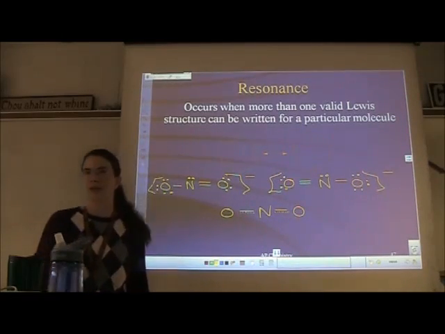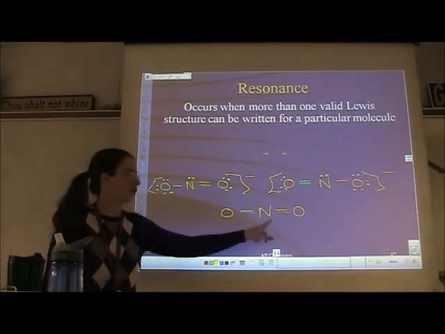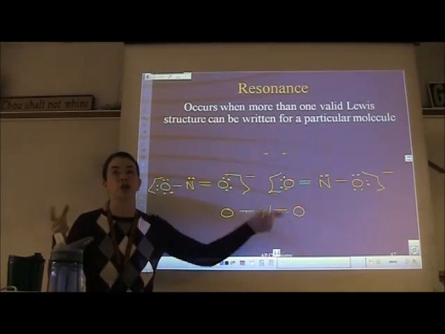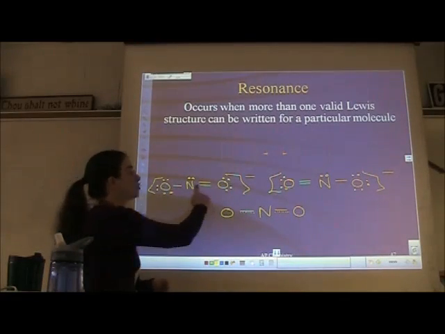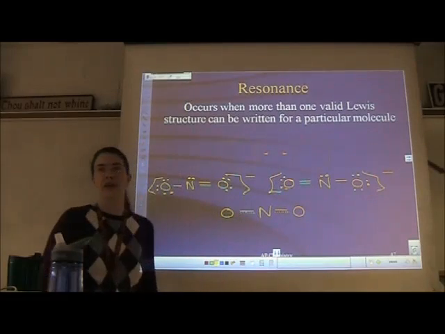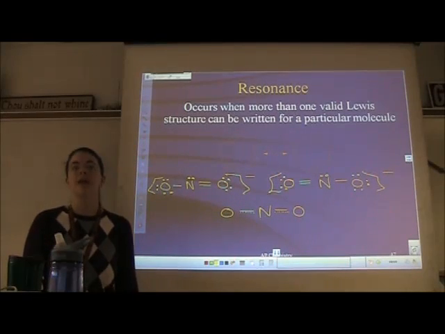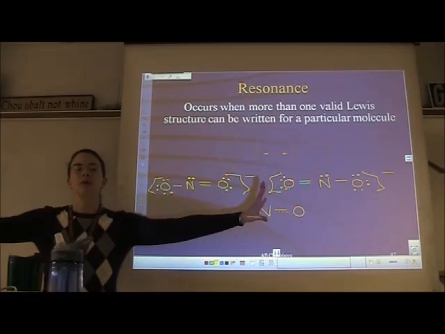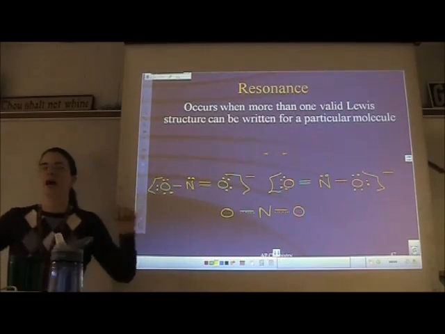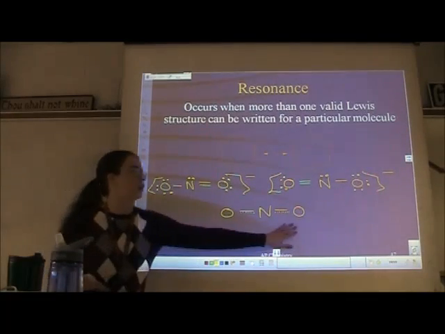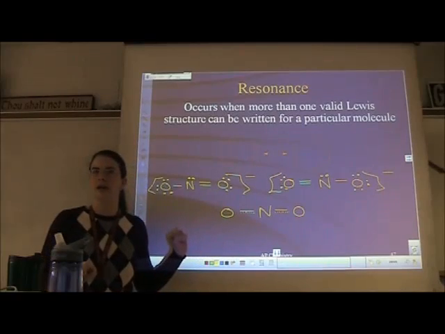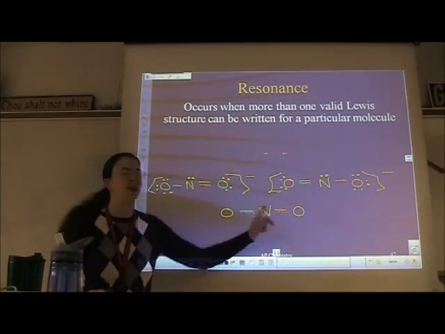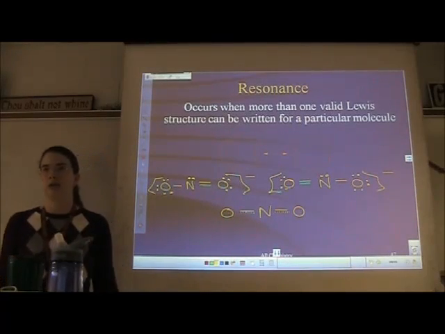This is what it really looks like. Now, can you draw this on a test? No, you may not. Don't shoot the messenger. You have to draw both of them. Here's the point. Are you ready? Why are we even talking about this? Because if this is what nitrite really looks like, that means that these two bonds are identical.